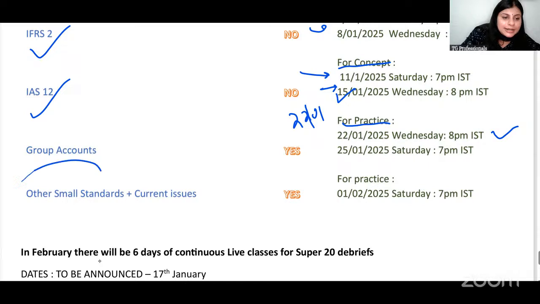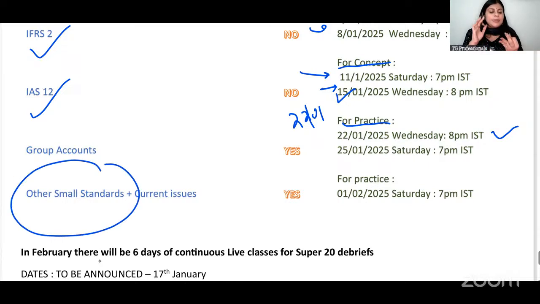Other small standards like IS 37, IS 10, the operating segments, the small and medium sized entities, these are all one-pager standards. Will take you like 1 hour in total. You'll cover them plus the current issues, plus the analysis part. You'll cover them by 1st of February, and then we'll have a practice class on these topics on 1st of February.